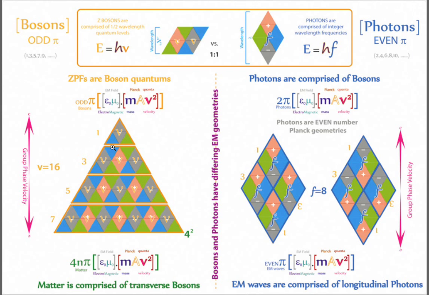Again, in the most basic sense of a quantum, the charged geometry is an equilateral triangle. The linear photons are diamond geometries. You can't relate Planck nu for bosons to Planck frequencies for photons unless you have two bosons to give you a photon. There's a 2-to-1 relationship between bosons and photons.